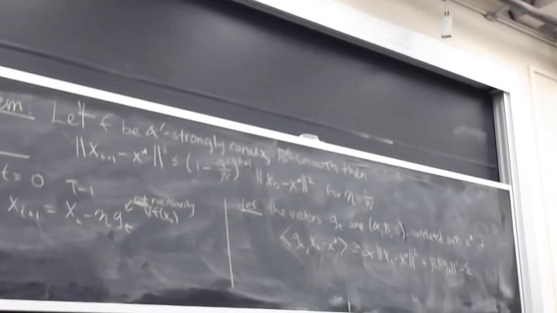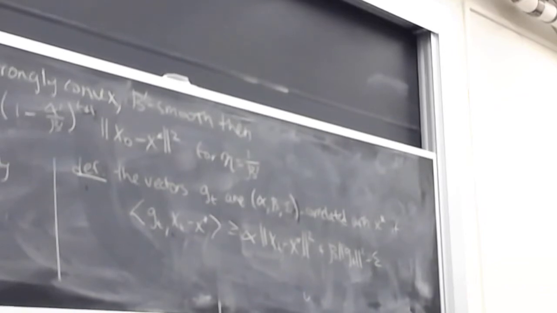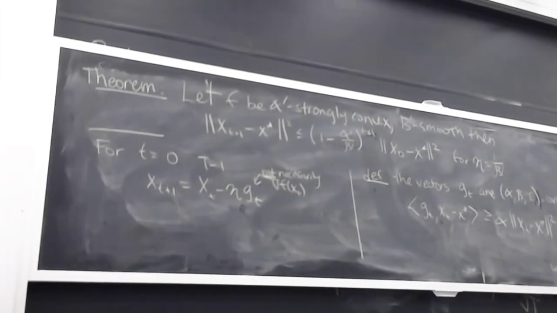And the nice thing about the proof of this theorem is that it's almost verbatim the same proof that gradient descent works on strongly convex smooth functions. All this condition is, it's an abstraction of what makes that proof work. So let me tell you the theorem.